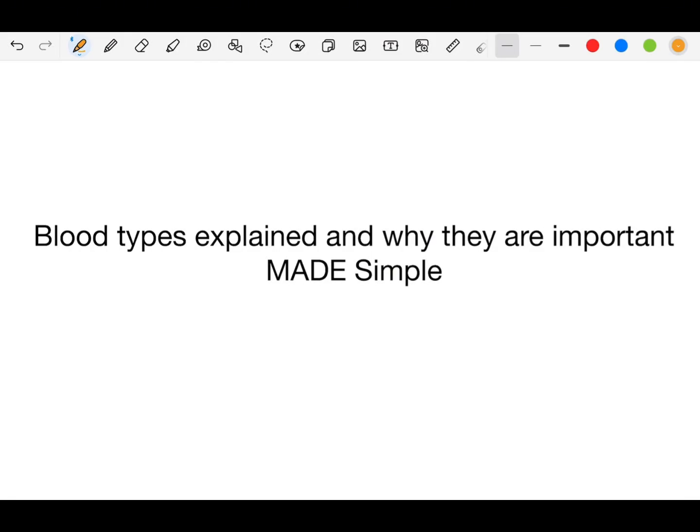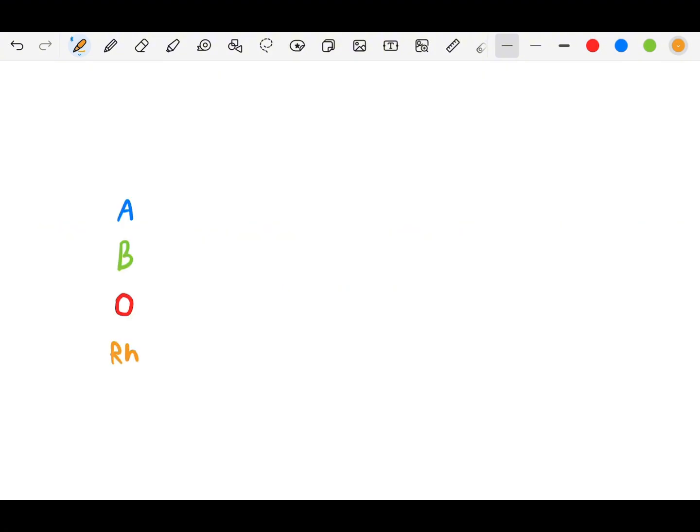So today what I'll be discussing is the different blood types, and also I'll discuss why they are important, and of course we're going to go ahead and make it simple. So first of all, you're probably wondering, you've heard somebody maybe has type A blood, or type B blood, or type O blood, and then you'll also hear if blood is positive or negative.